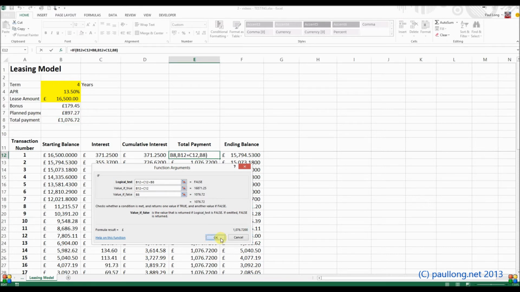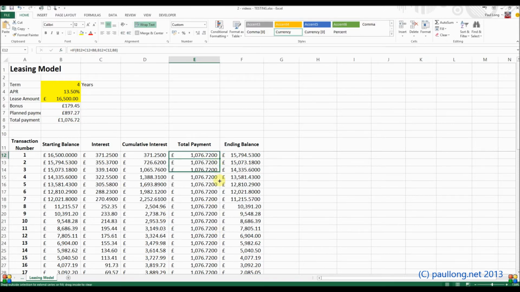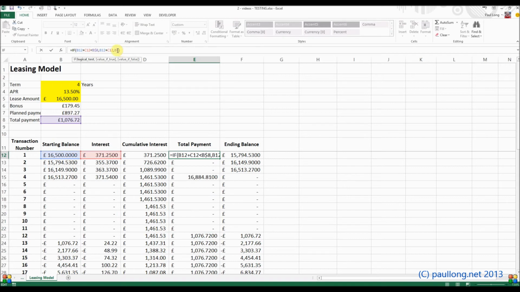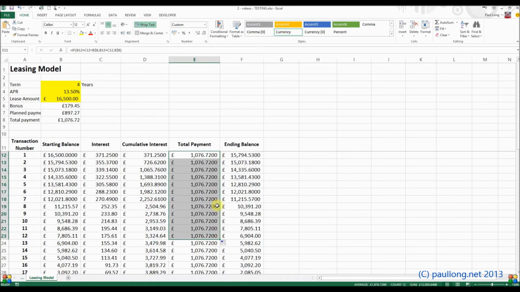Now I'll click on OK here. There is going to be a mistake if I start copying it down. You'll see it just messes up completely. And that's because our B8 keeps changing to B9. So we need to make those absolute row references there. So we'll put a dollar in front of the number 8, and now we'll copy it down. Now it's certainly working for the first few so far.